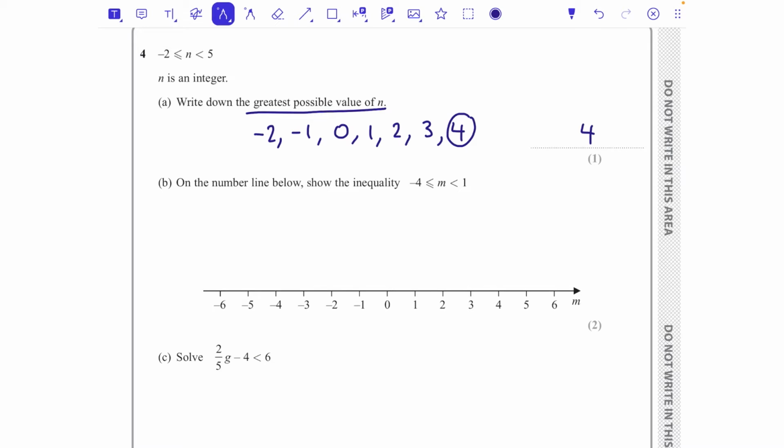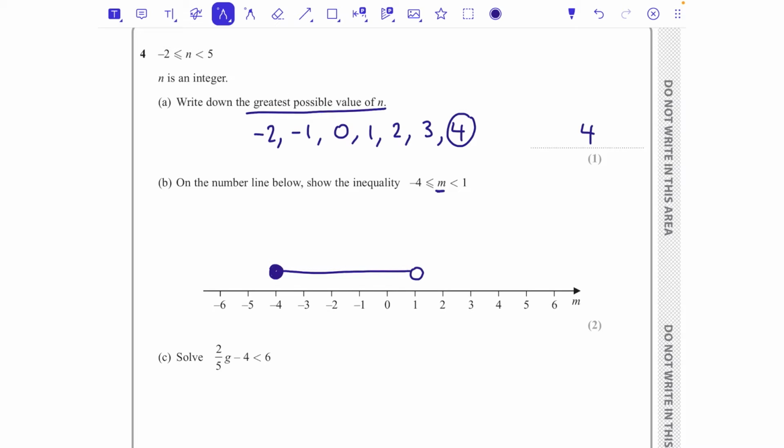Part B, on the number line below, show the inequality -4 is less than or equal to m, which is less than 1. So m is greater than or equal to -4, but less than 1. So I'm going to put circles over those two values. If it's equal to, you can colour that circle in.